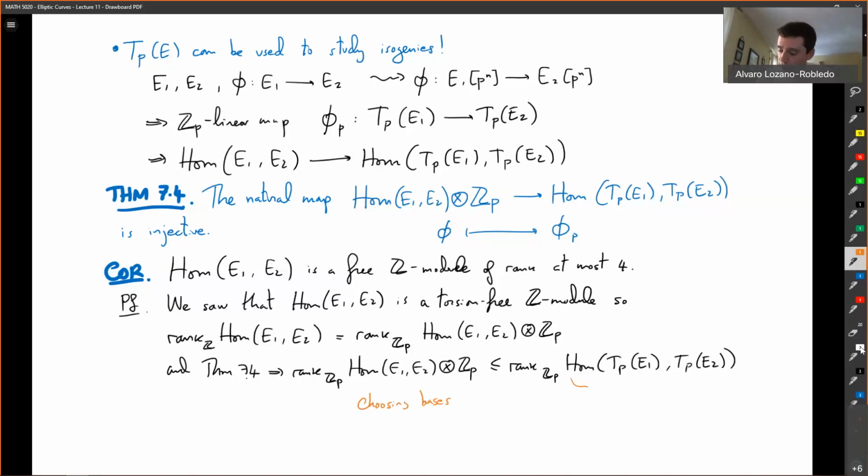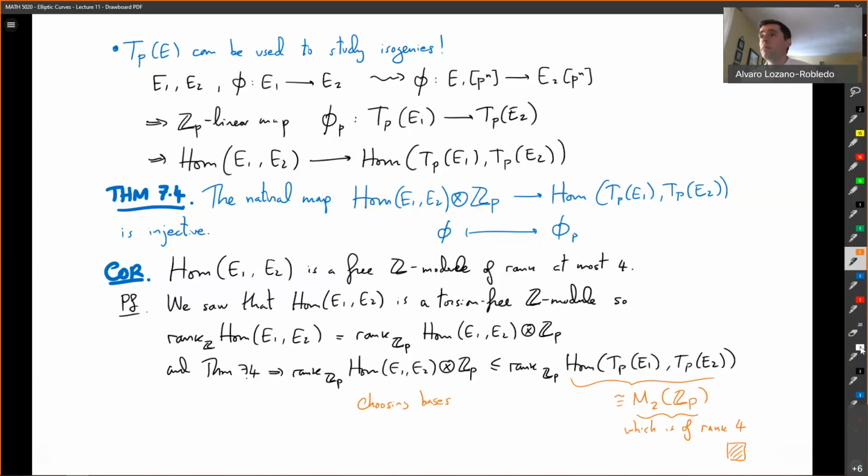So to define one, I need to give you a 2x2 matrix over Zp, and this is of rank 4. And that proves the corollary, because then the rank of Hom over Z is less or equal to the rank over Zp of the Hom of the Tate modules, and that is at most rank 4. Okay, so there you go.